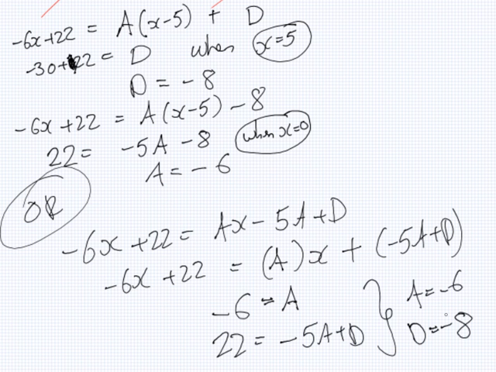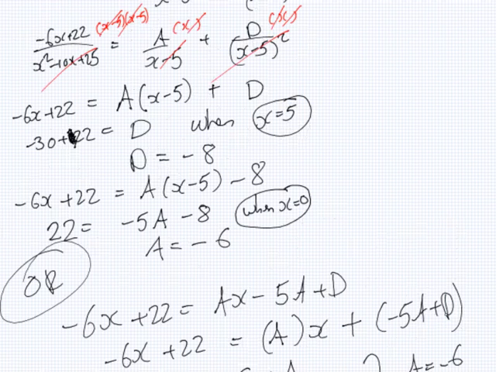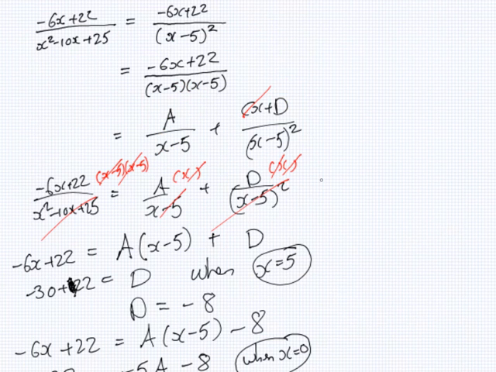Which way? The first way? Second way. As you wish. Whichever you prefer. And now the final step? Well, that's the answer once you have the two values. So now you can say, what do we say a was? Minus 6. And the d? Minus 8.